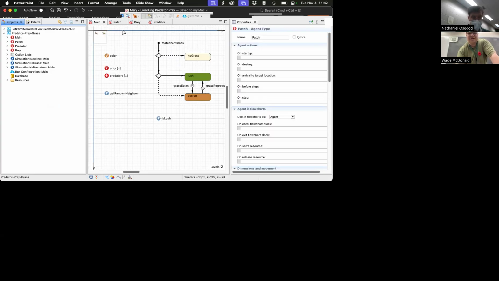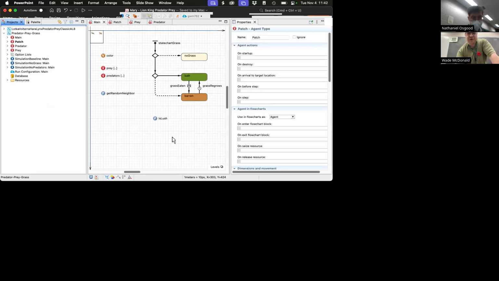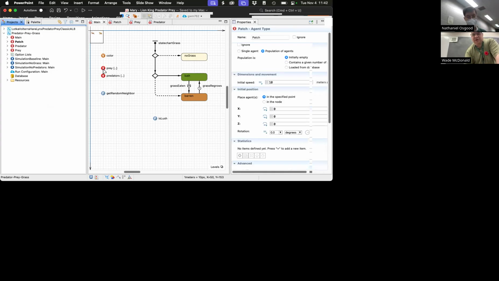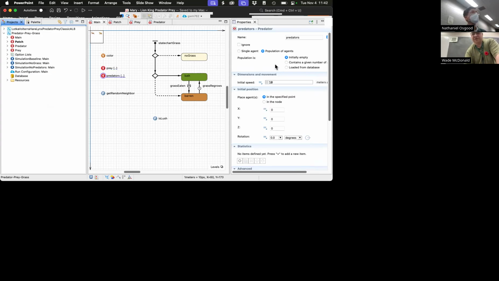The patch has some structure to it. So inside every patch, it's represented by a square. And it has a color, which is determined by the state chart state. And then there's a population of prey animals that's initially empty. And also of predator animals, which is as well initially empty. And we have a state chart representing the state of that patch in terms of the vegetation that's growing there.